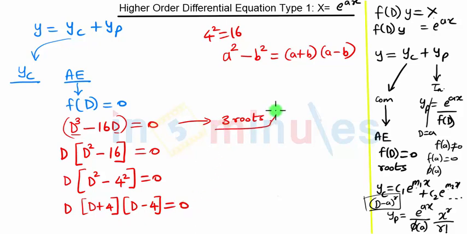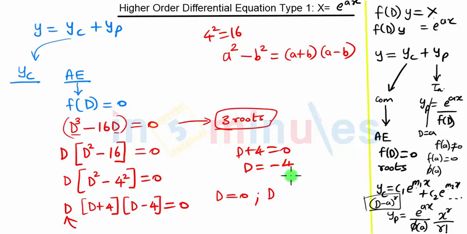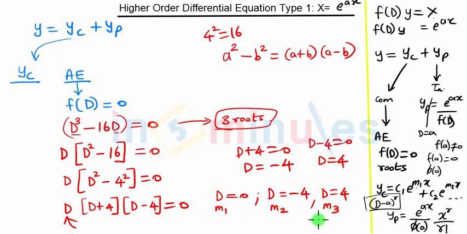As you can see, we got our 3 roots. The three roots are D equal to 0. When we equate D plus 4 equal to 0, we get D equal to minus 4, so D equal to minus 4 is another root. And when we equate D minus 4 equal to 0, we get D equal to 4, so D equal to 4 is the third root. So this will be our m1, this will be our m2, and this will be our m3.